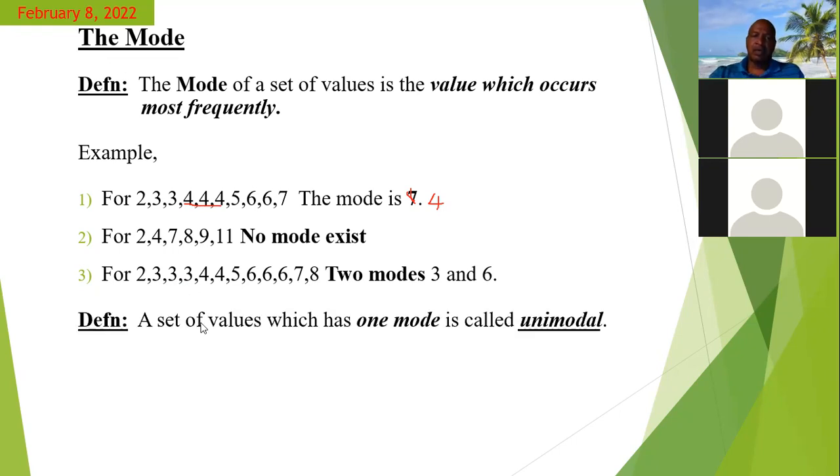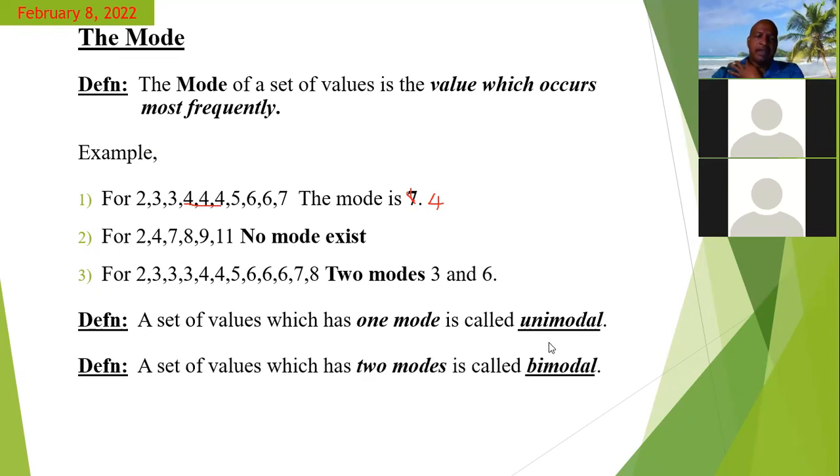All right, so in a situation where a set of values has only one mode, we would describe the mode as being unimodal. A set of values which has 2 modes, we would describe the mode as being bimodal. And if we have a set of values having more than 2 modes, can anybody guess what we would call that?